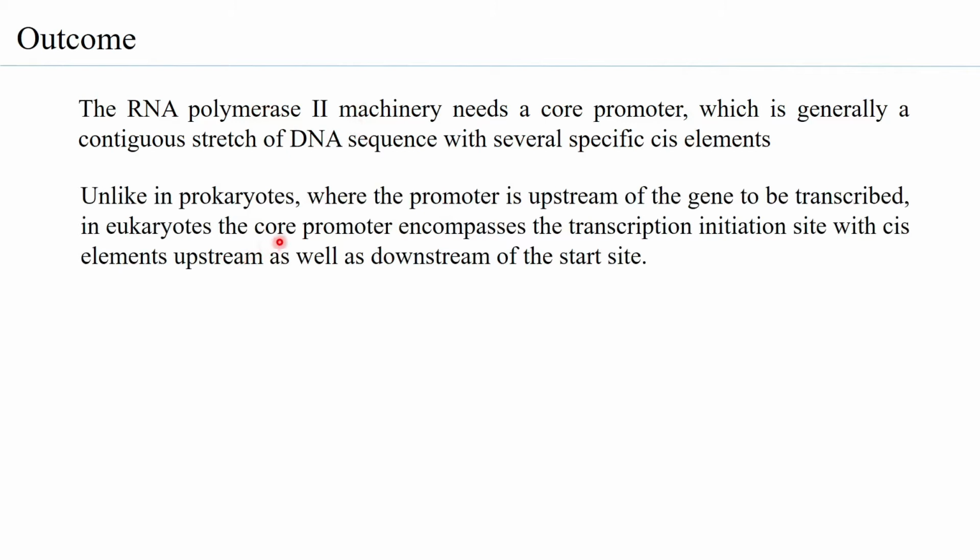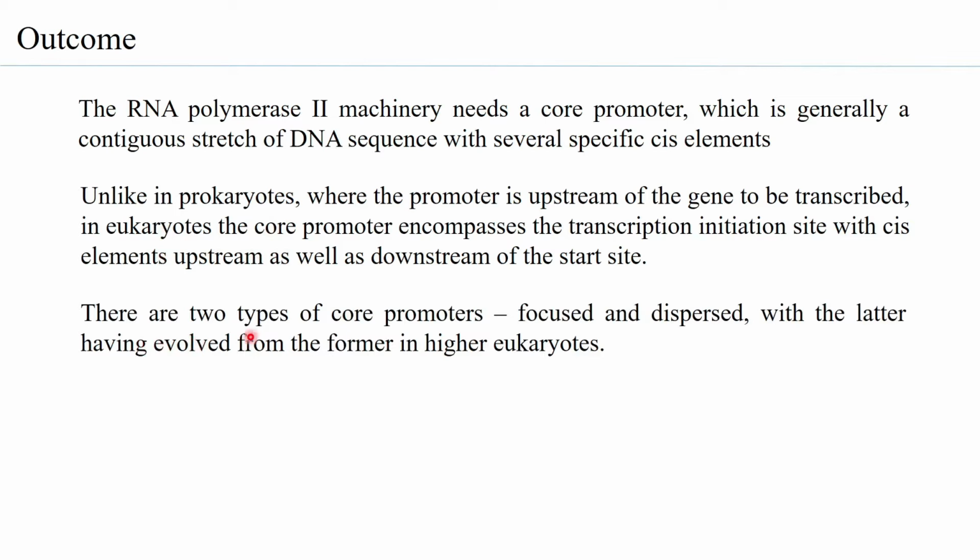Then, unlike in prokaryotes, where the promoter is always upstream of the gene to be transcribed, in case of eukaryotes, the core promoter sequence not only encompasses the transcription initiation site, but it has the specific cis elements being present upstream of the start point of the transcription and also downstream of the start point of the transcription. So that is why it is over an area around the transcription start site, unlike in the prokaryotes where the promoter is only upstream of the start point of the transcription.